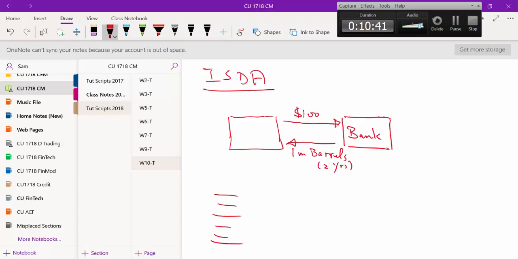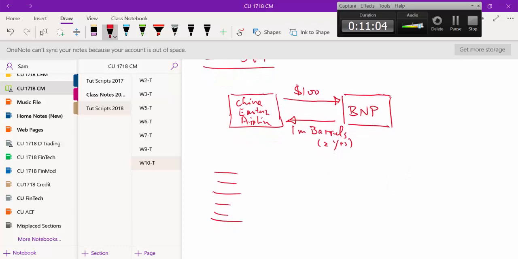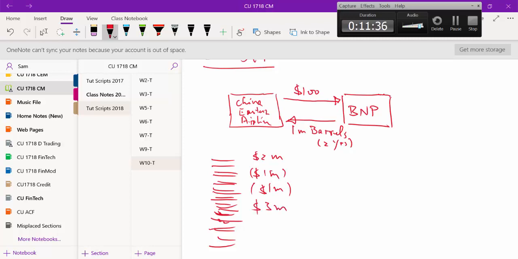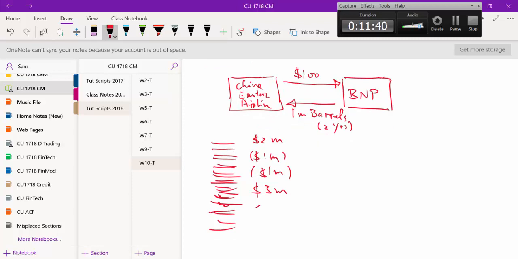So let's say China Eastern Airlines is hedging with BNP, just hypothetically. They want to buy oil at this price. China Eastern Airlines is such a big company that they can have lots and lots of transactions, and I've just listed one of them. Each of them will have an individual mark-to-market. So sometimes they might be winning. In one case, they're winning 2 million. In another, they're losing 1 million, losing 1 million there. In another, they're making 3 million. Then in another, they are losing 2, and in another, losing another 2.5.